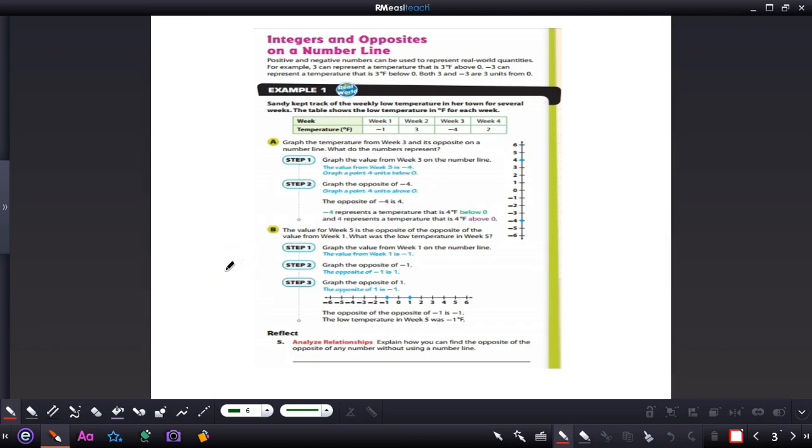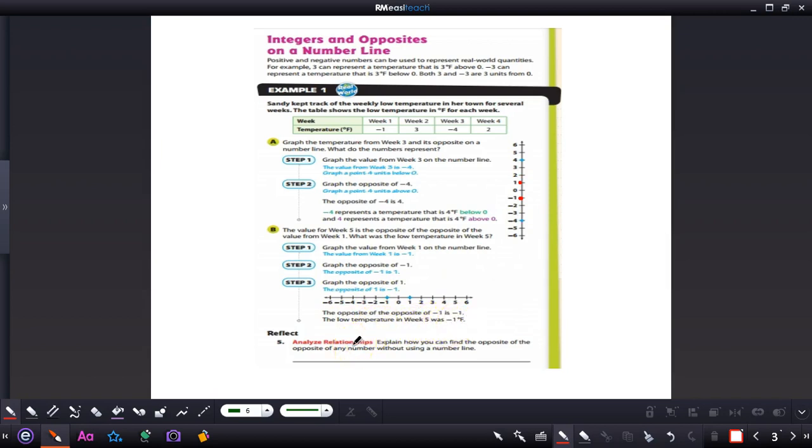Section B, it says the value for week 5 is the opposite of the value from week 1. What was the low temperature in week 5? So first of all, for step 1, it says graph the value from week 1 on the number line. So the value from week 1 is negative 1. We can do that together there. And also graph the opposite of negative 1, which would be positive 1. And then step 3, graph the opposite of 1. All right, so we're trying to find the opposite of the opposite. So the opposite of 1 is negative 1. So we see the low temperature in week 5 was negative 1.